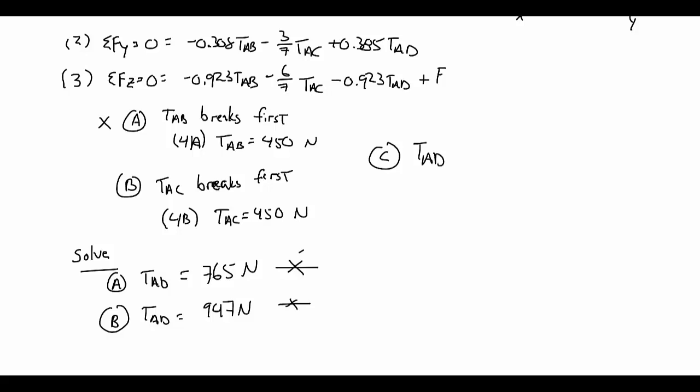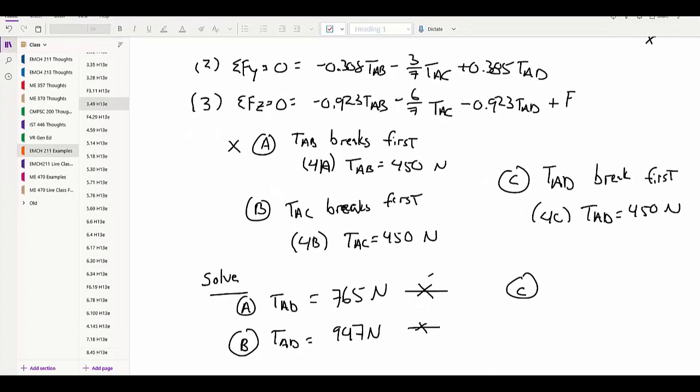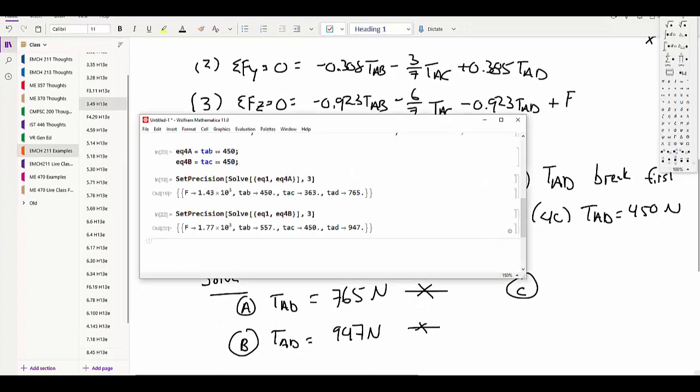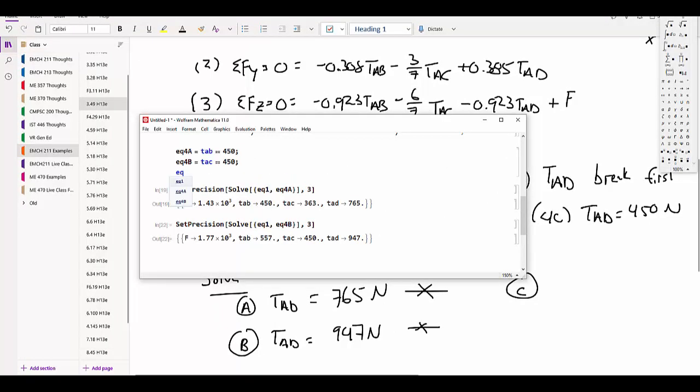So what must be true, because there's only 3 possibilities, is that TAD would be the first one to break. Right? Which means that for C, I am going to set TAD to the limit of 450 newtons. And now I can solve for another equation paired with those first 3 equilibrium equations. So TAD is 450 is my 3rd scenario.